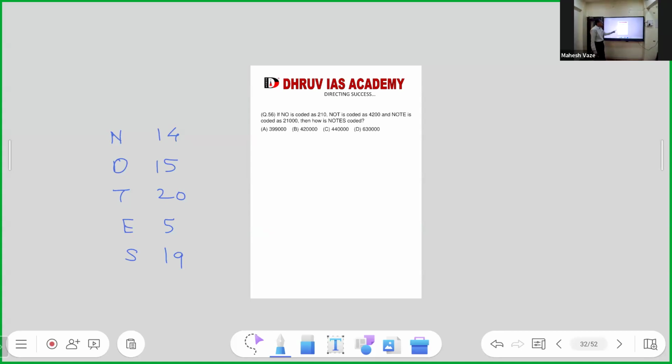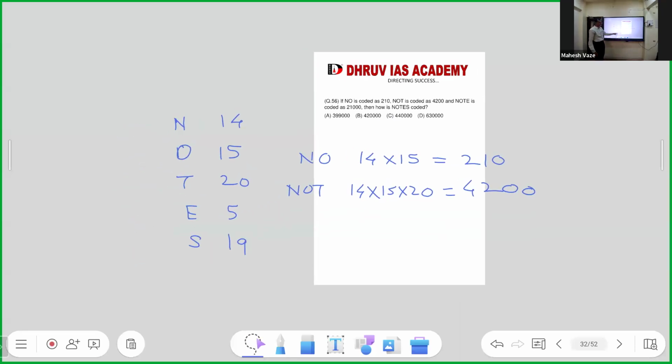Now NO is coded as 210. Here what they have done is the product. NO means 14 into 15, that is 210. Next T is added. So NOT is 14 into 15 into 20, so it is 210 into 20, which is 4200. I think it is clear.